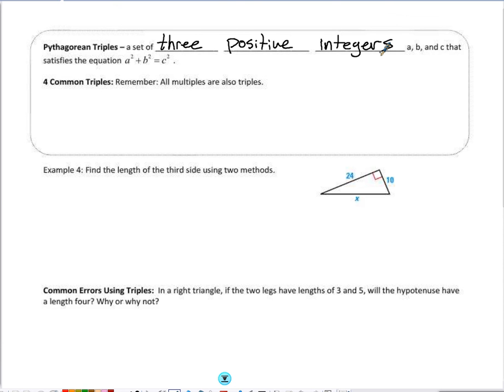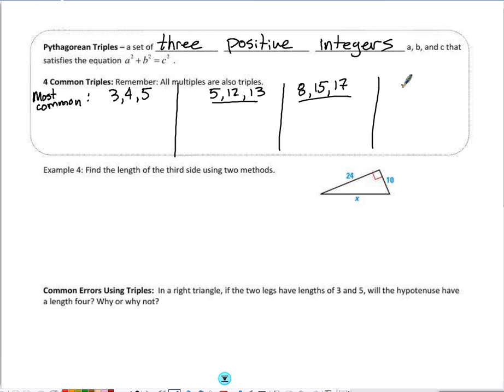So, the most common ones that we usually see in this class are as follows. We have the 3, 4, 5 triangle. We have the 5, 12, 13 triangle. We have the 8, 15, 17 triangle. And last but not least, we have the 7, 24, 25 triangle. These aren't the only Pythagorean triples that exist. There are others out there that you can find. And we'll find 2 more later on.